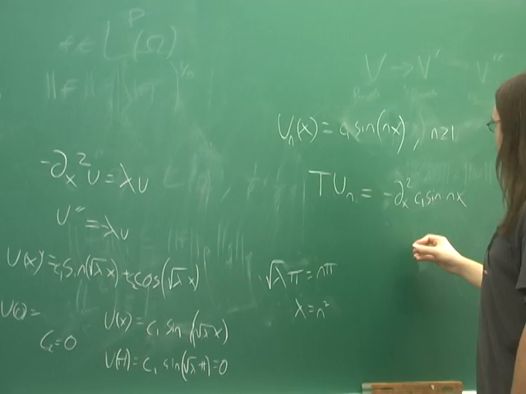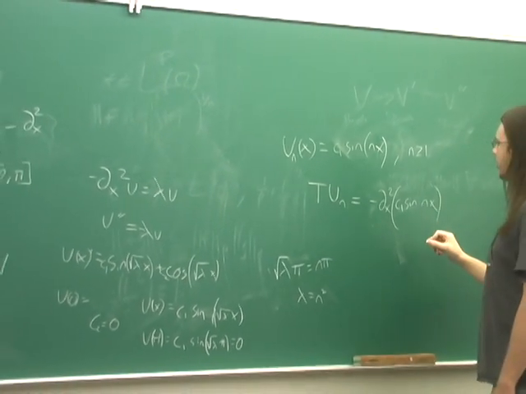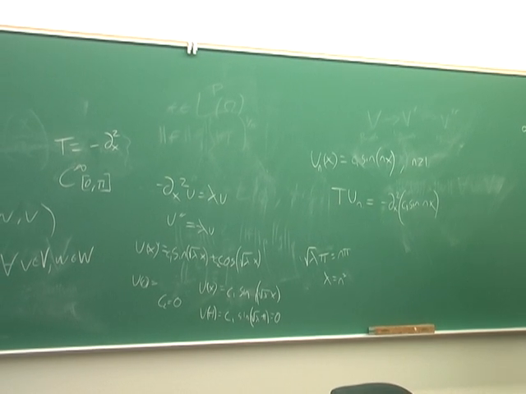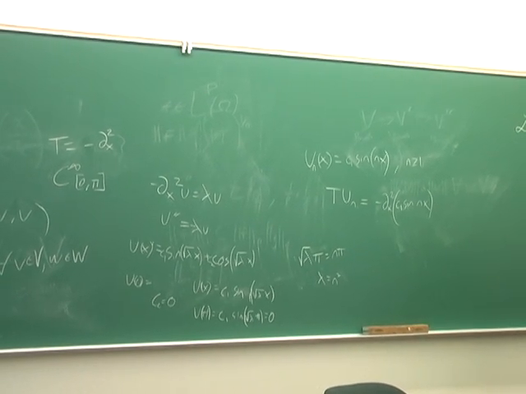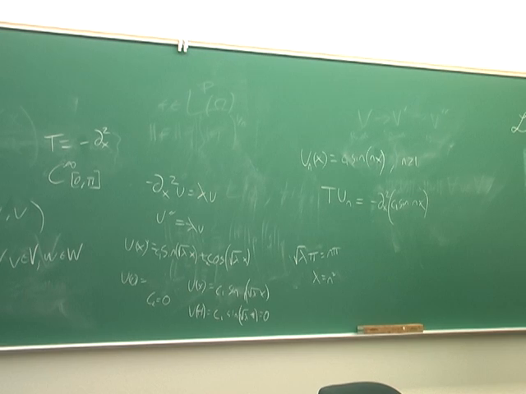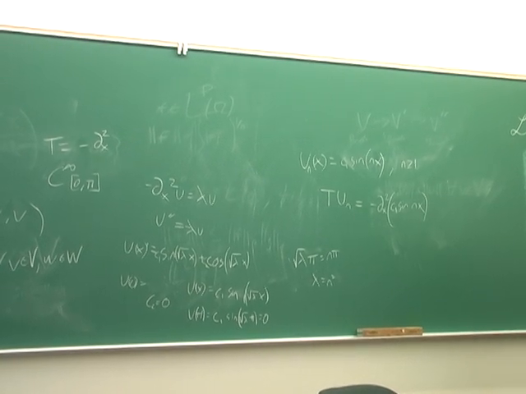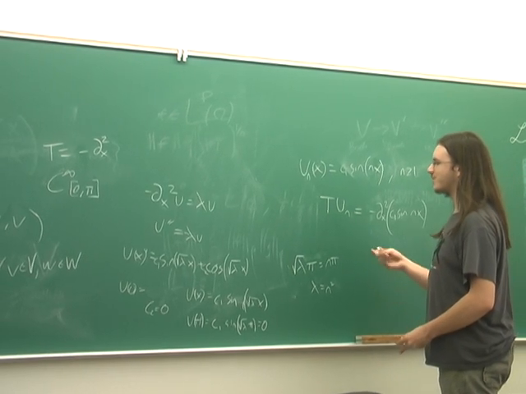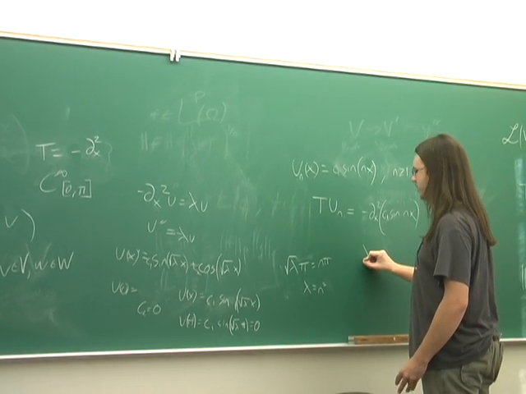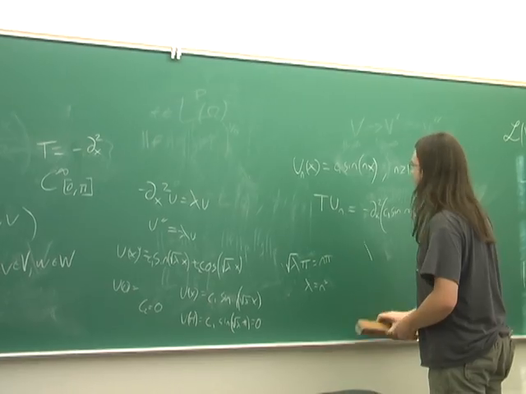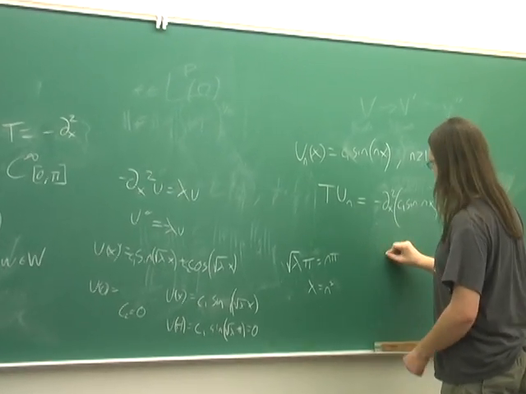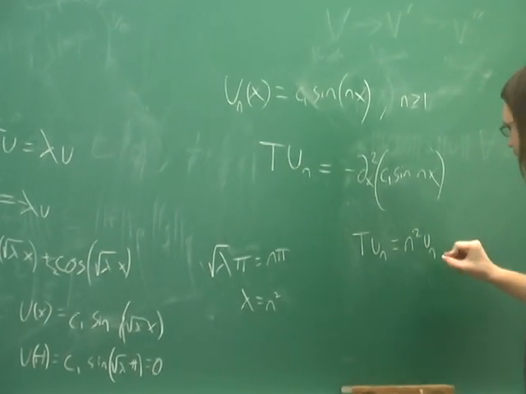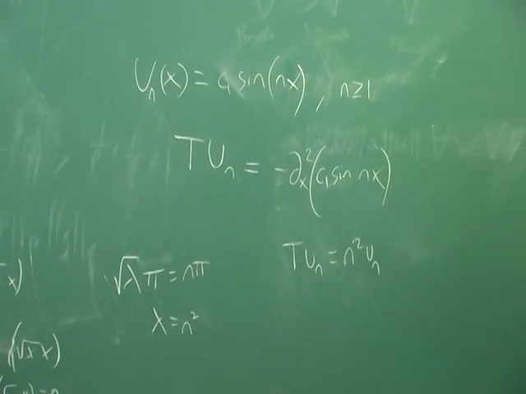But you're solving it again, you don't need to. Look at that equation, the very first. What does it say? The second derivative is equal to lambda. Lambda is n squared. Just try that. T un is equal to n squared un. Okay, great.